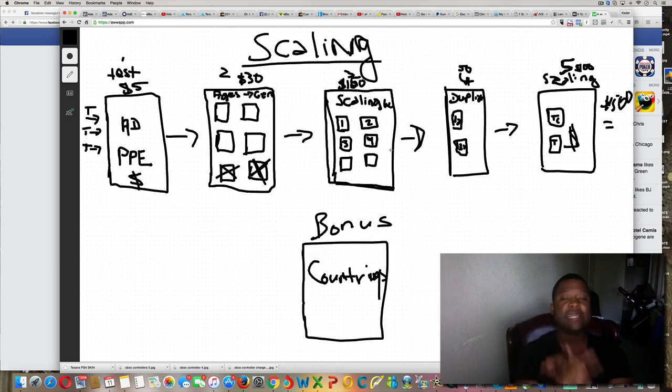So I gave you scaling on a plate, so you should know how to scale. This is how I use it to scale. I mean, you might have other things that are working for you. That's awesome. That's cool.